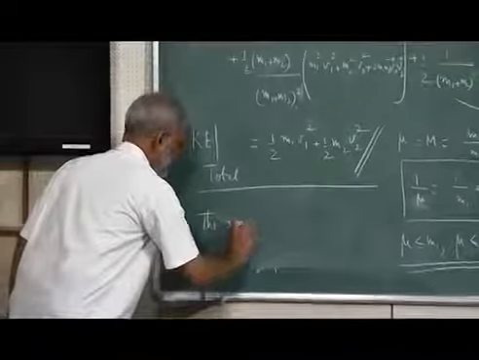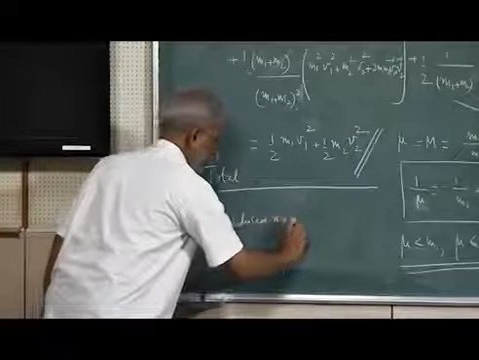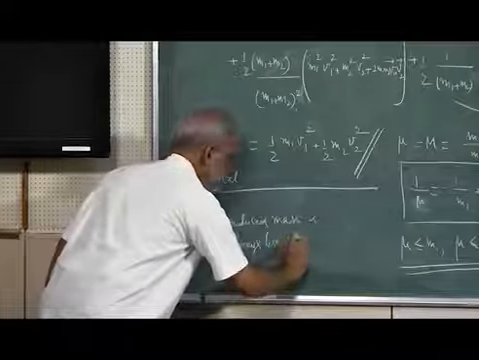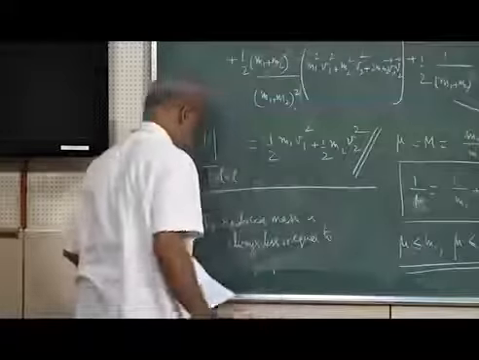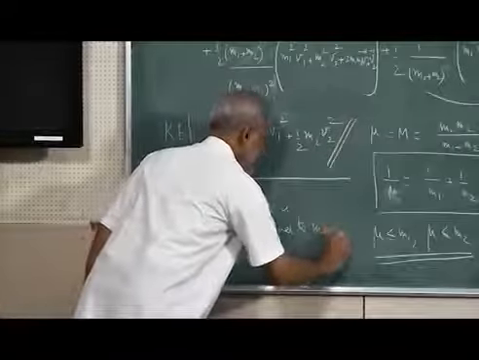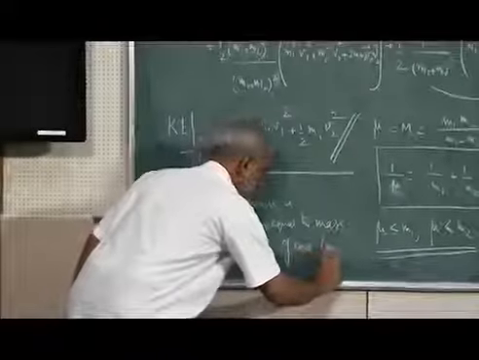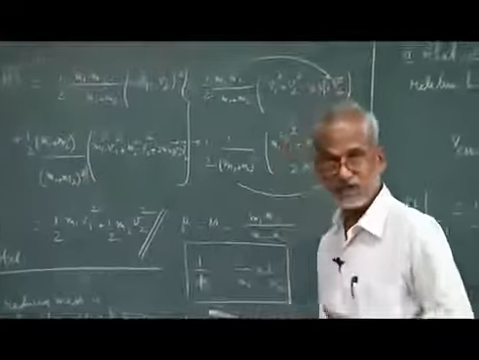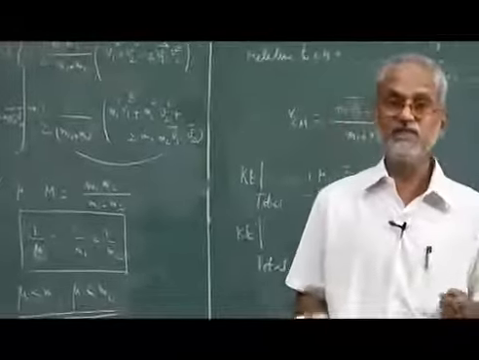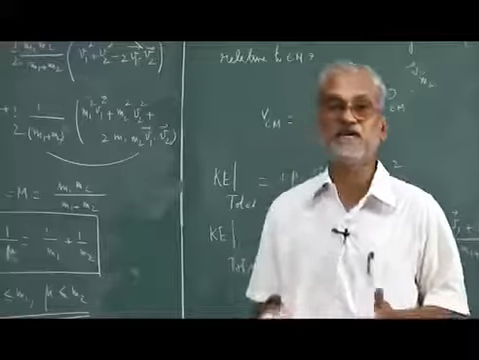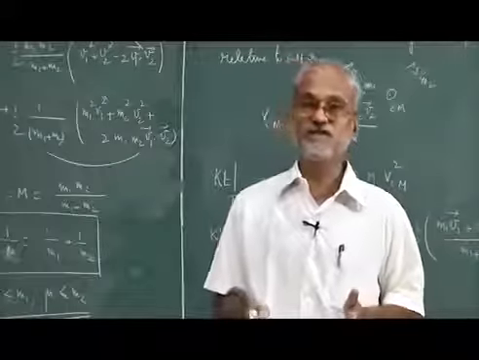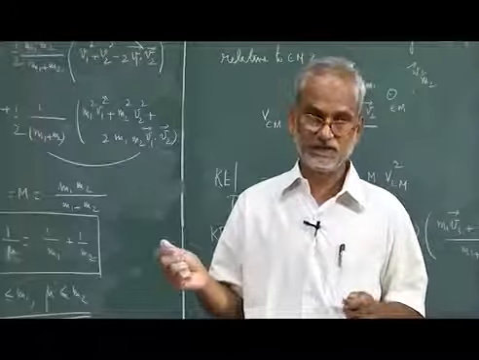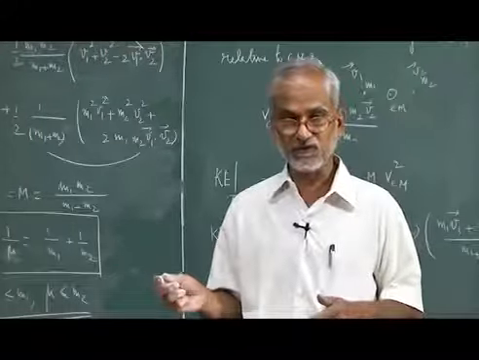Let us write it here: the reduced mass of a system is always less than or equal to the mass of each body. You will find that this particular technique is extensively used whenever we have multiple particles. In particular, the simplest multiparticle system is the hydrogen atom, where the nucleus consists of a proton and you have an electron. This is a simple two body system where the problem is studied using this particular technique.